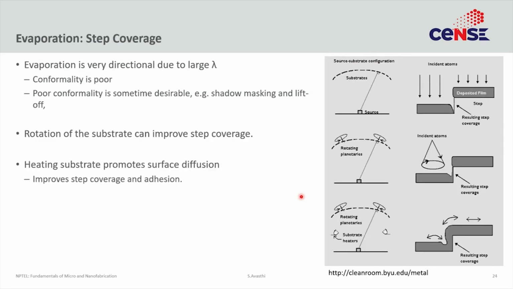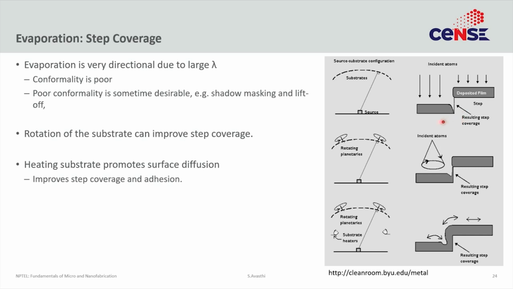Further taking forward the step coverage argument, so you have a deposited film. In general, if you have a uniform flux, which is what a lot of these systems are designed for, you would not get step coverage, you would actually get non-conformal deposition. This is very good if you are trying to do lift-off. What is lift-off? We'll talk about it during etching. However, if you are looking for conformal deposition, evaporation is not the best way.